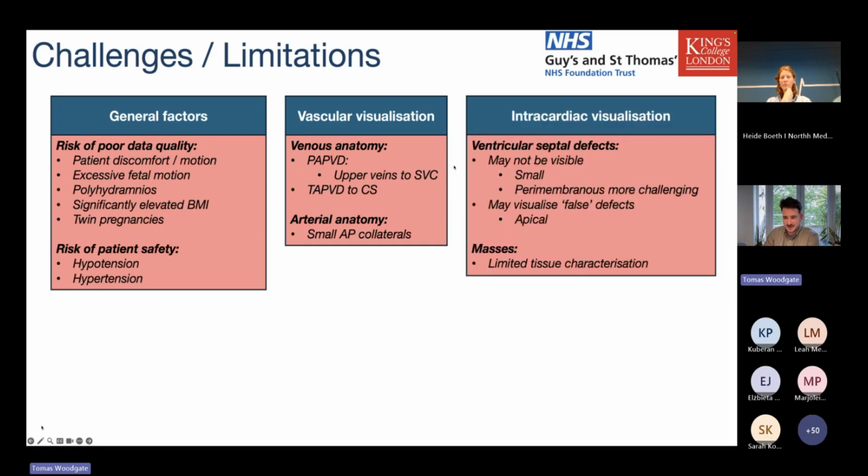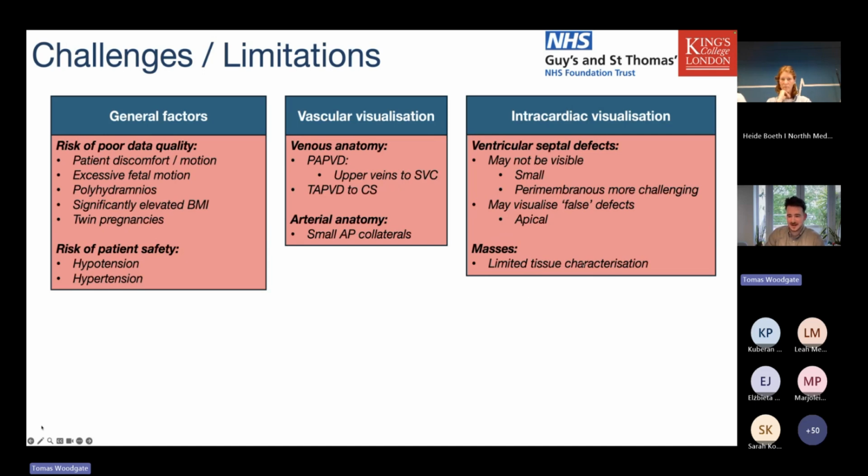Then with respect to the intracardiac visualization, some of the limitations: ventricular septal defects are really challenging sometimes. If they're small or in the perimembranous region, they can be a little bit tricky to assess. And on the contrary, we can sometimes visualize things that look like a defect but are artifactual. Sometimes in the apical region, you can have signal changes that may look like a defect, but haven't been shown on the echo either pre or postnatally.